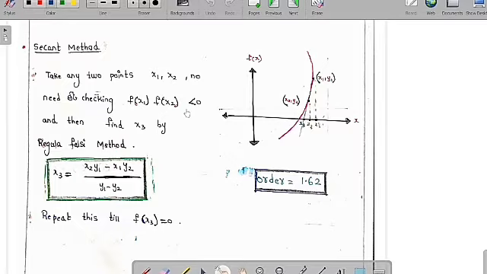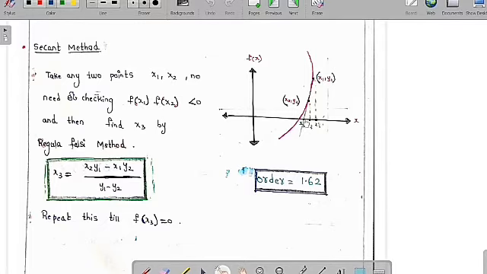Remaining everything is the same as the previous method, which is the regula falsi method, and then find the value of x3 by using the regula falsi method. I have already told you, take any two random points, x1 y1 and x2 y2. Now draw a line from these two points, and if you extend this line it is going to meet the x-axis at a point, which I am going to name x3. If you put y equal to 0, you get x3 is equal to (x2 y1 minus x1 y2) by (y1 minus y2), and then check whether f of x3 is equal to 0 or not.